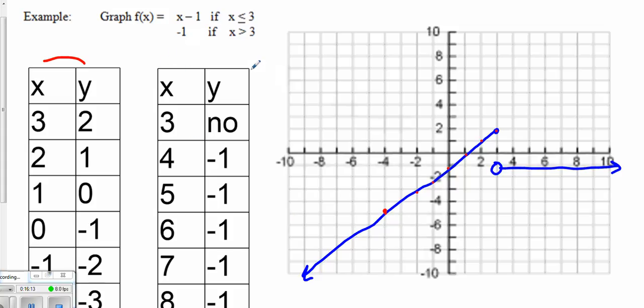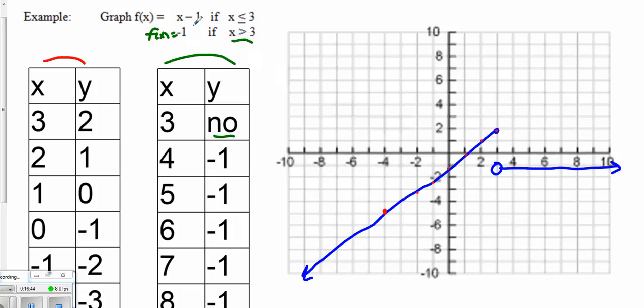Now on to this one, I'm going to do these ones in green. For this table, if we try x is 3, remember this only works if it's greater than 3. So no, we can't have a spot there. That's why this one has an open circle. If we plug in x is 4 though, so a spot where x is bigger than 3, well, the function tells us that we're looking at f of x equals -1.